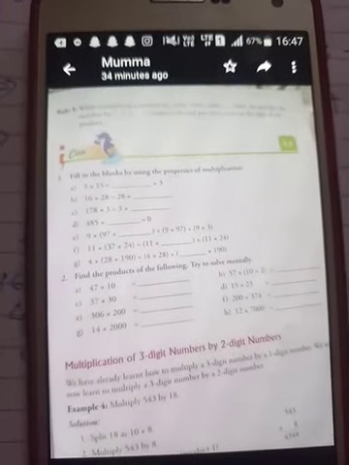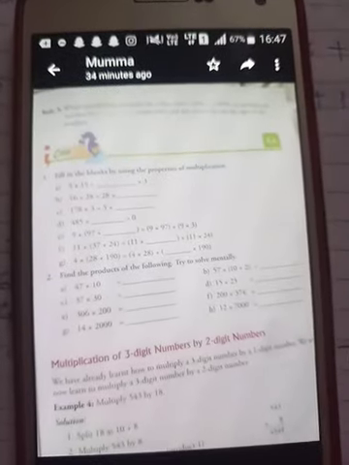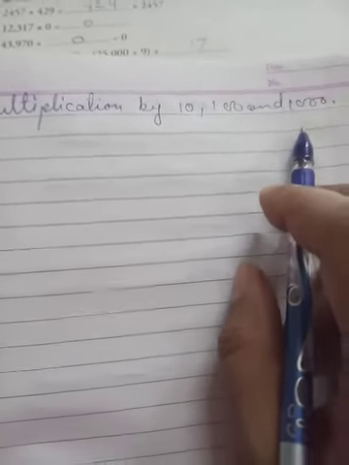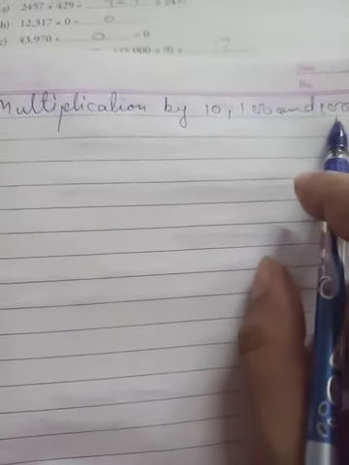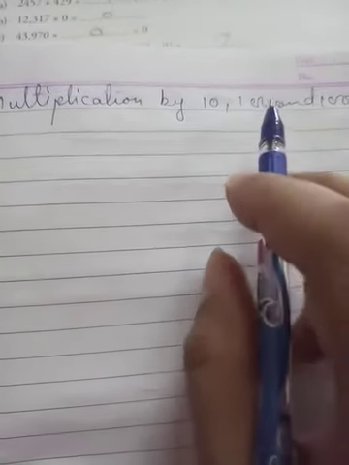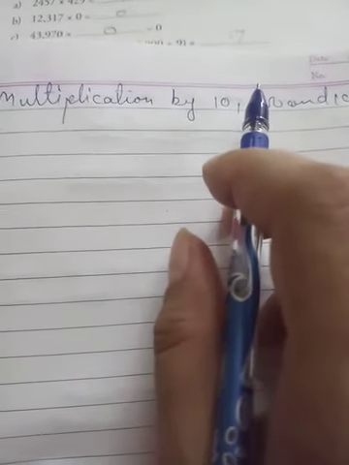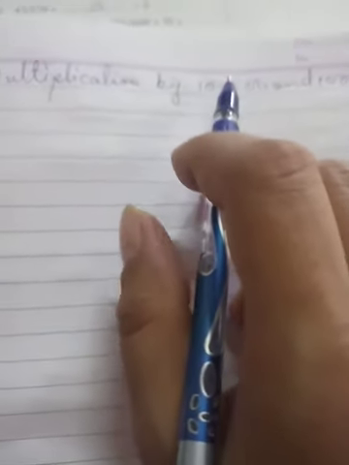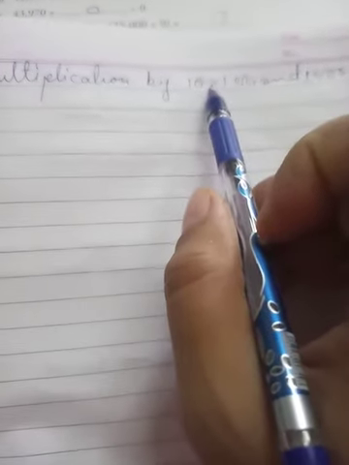Fine. Now we start multiplication by 10, 100 and 1000. We observe the following rules when we multiply a number by 10, 100 and 1000. First of all, it is given in your book: to multiply a given number by 10, put 1 zero on the right of the given number.